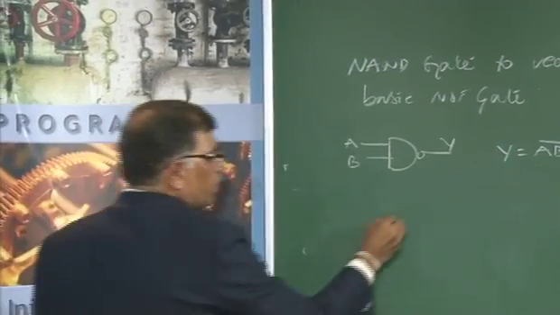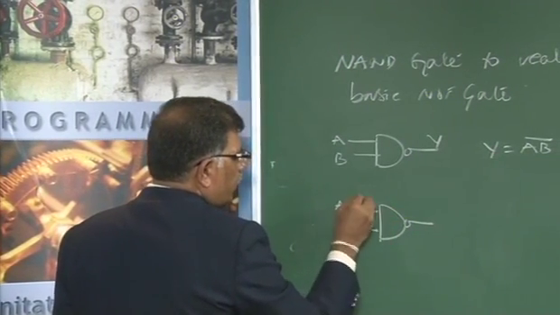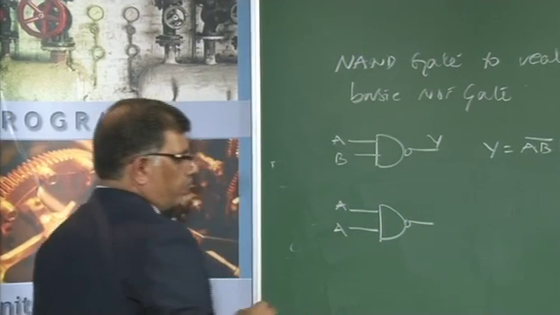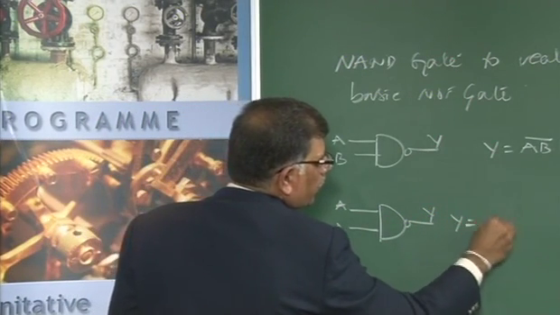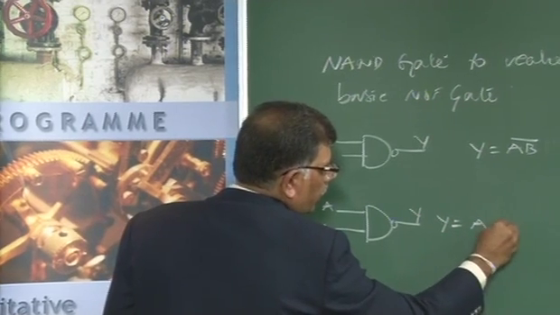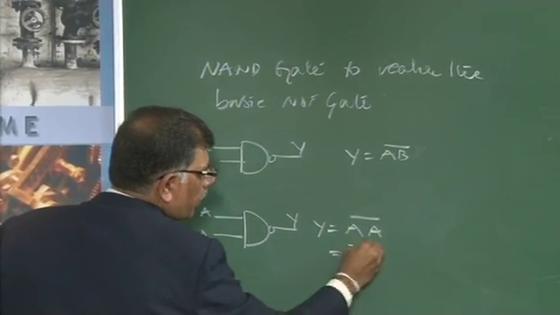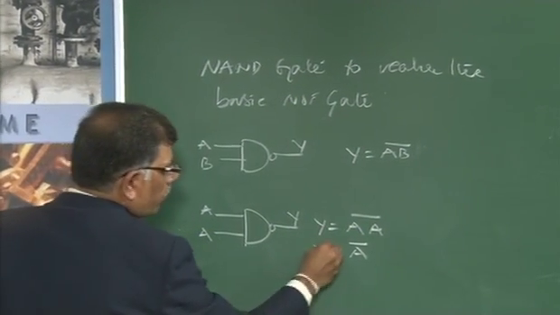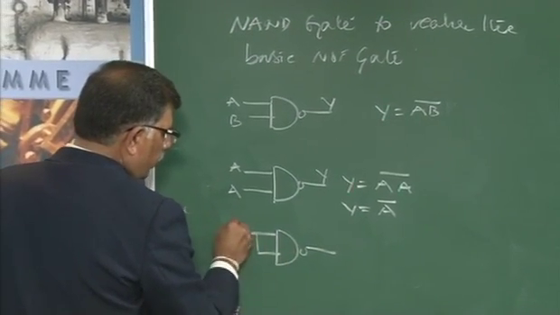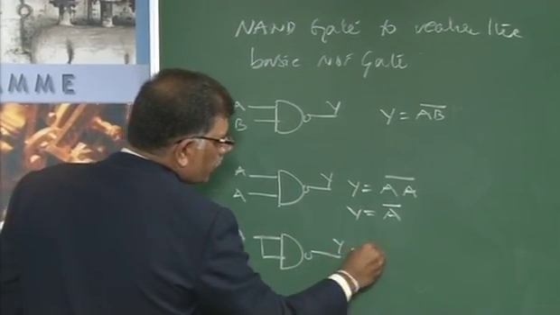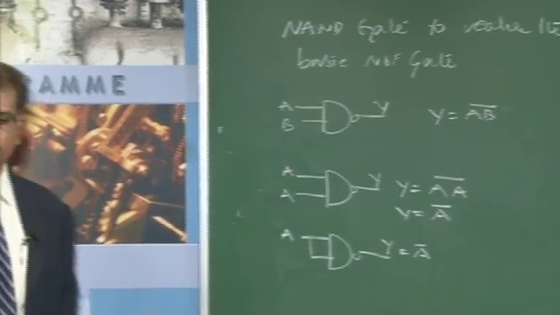So what I do is I will take the same NAND gate. Instead of connecting another input B, I will connect it to A itself. If I do that, I can write Y equal to A and A whole bar. A into A is nothing but a simple A, and the complement of this. So now if I short this A like this, I will be getting Y is equal to A bar. So now this NAND gate is working like a NOT gate.